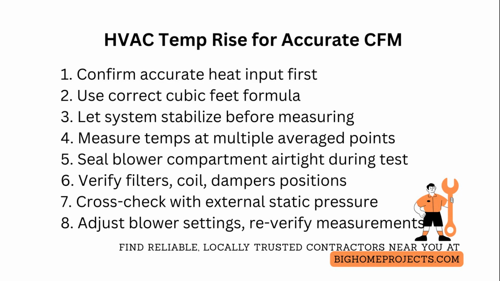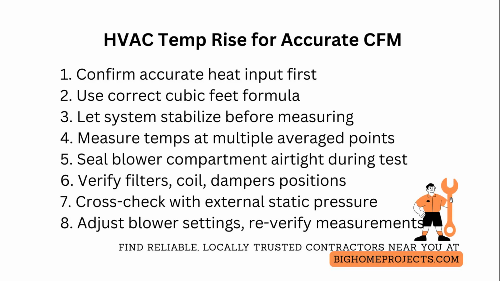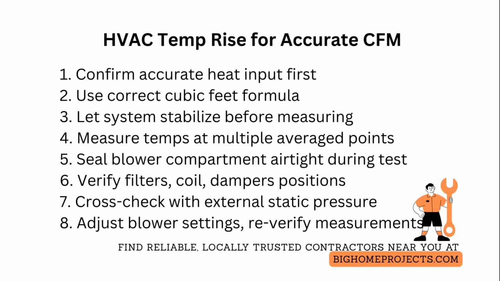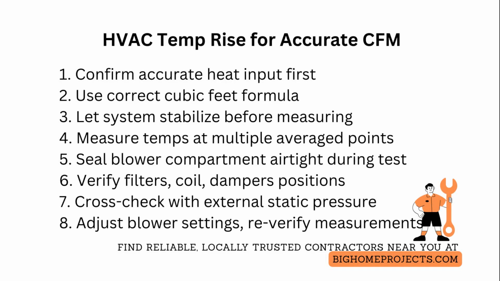Use the formula: cubic feet per minute equals output British thermal units per hour divided by 1.08 times temperature rise, where output British thermal units per hour equals input British thermal units per hour times steady state efficiency for gas heat, or equals 3,441 times kilowatts for electric heat.